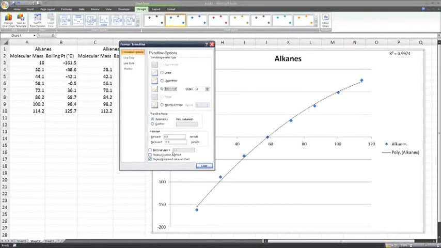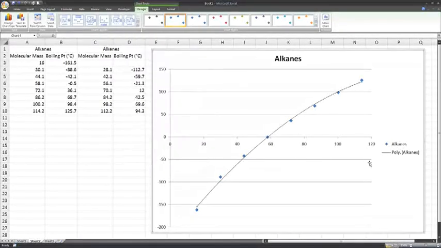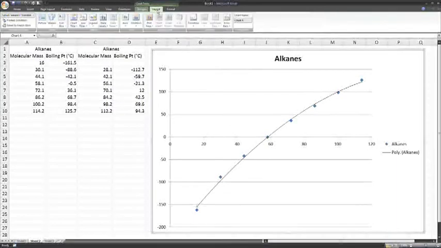We'll do that, and I don't really need the r squared value now, so I've just found something that's a good fit to the data, and I'll close that. So now I have one set of data and a line of best fit for it. Before I go any further, I'll just put in all the labels and everything.